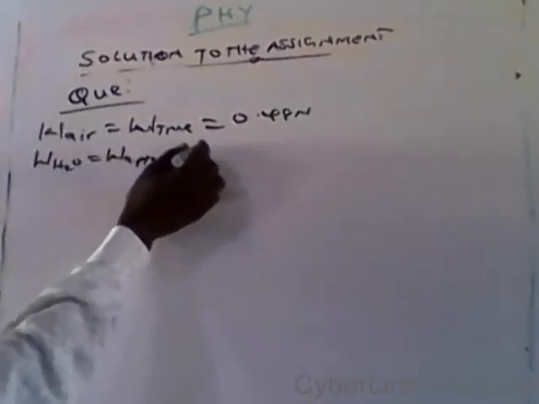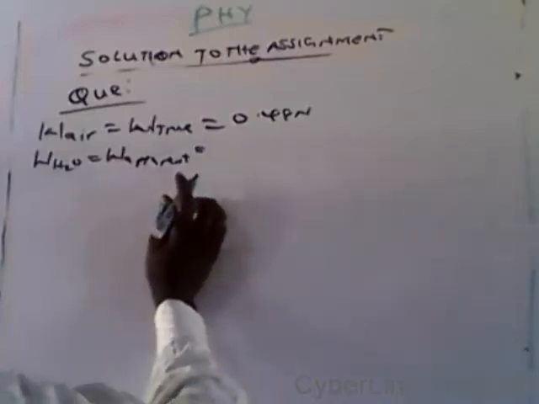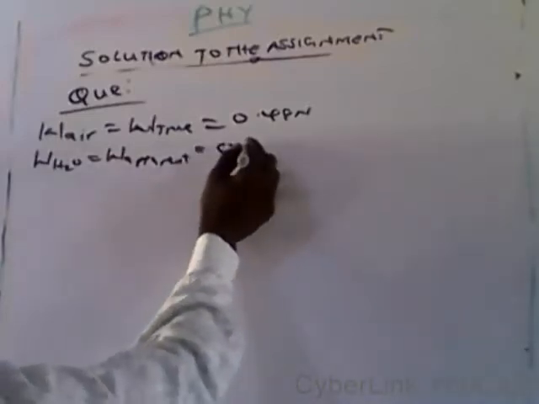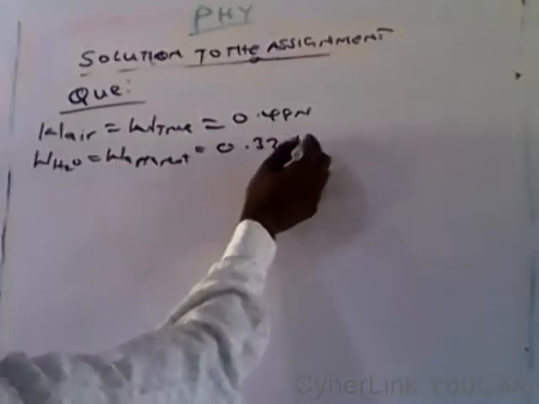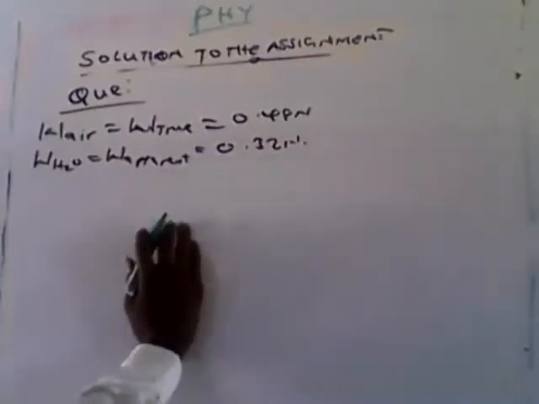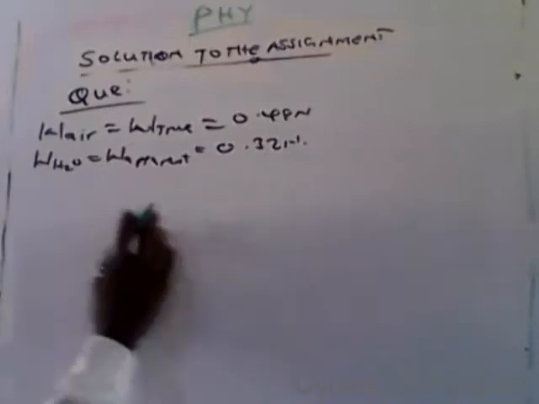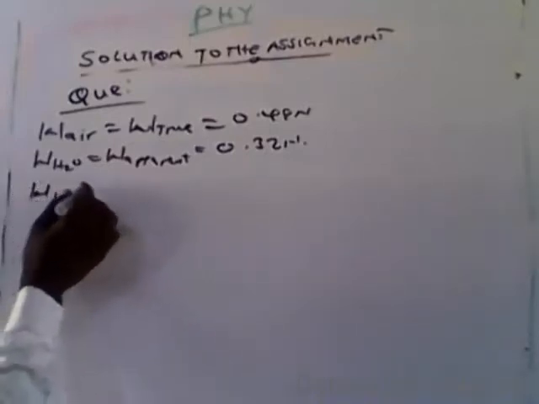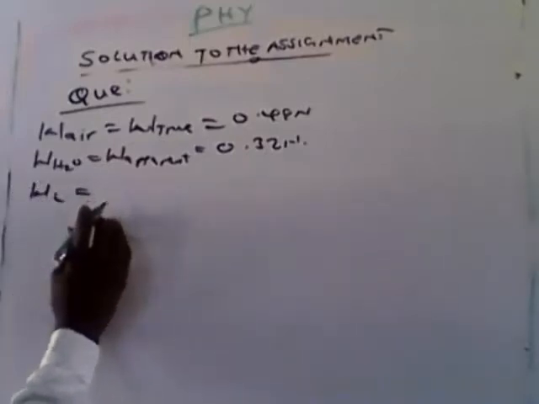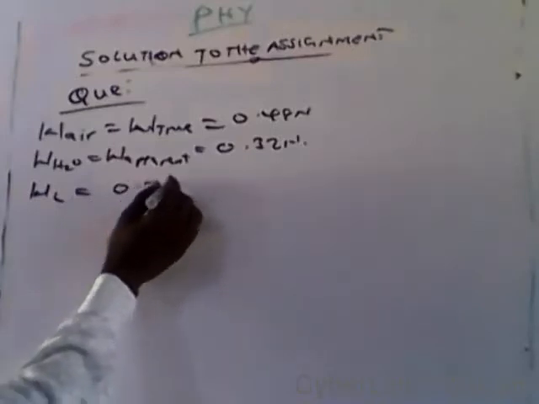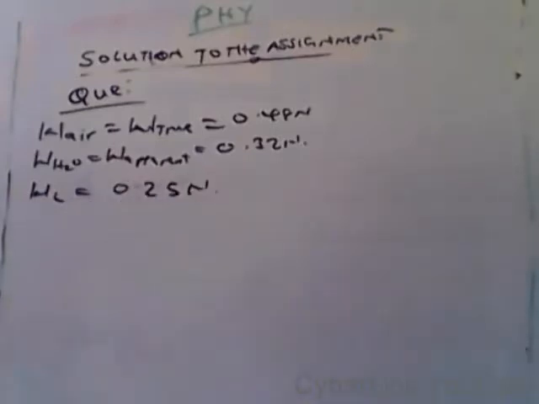Apparent weight in water is 0.32 Newtons. Then we are also given the weight in another liquid, which is not water, and that gives 0.25. Now, before I proceed, you should expect that anytime you have an object measured in air, and the same object is measured in water, the weight in air will be more than the weight in water.